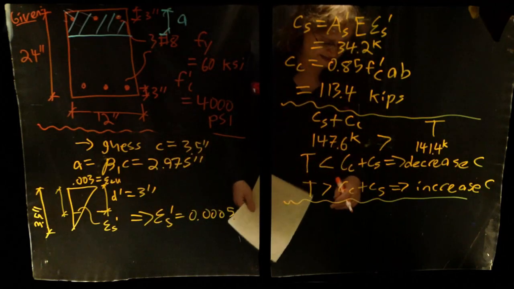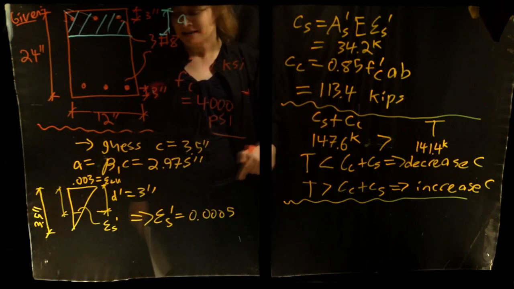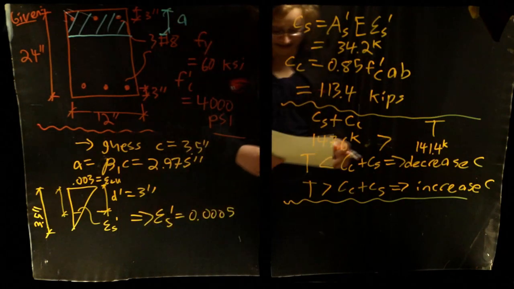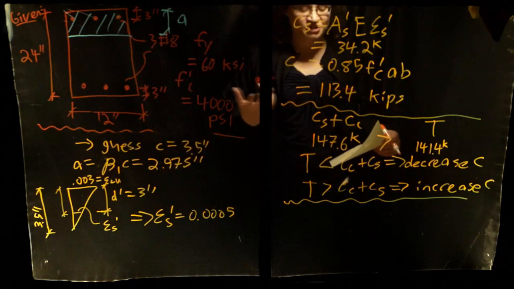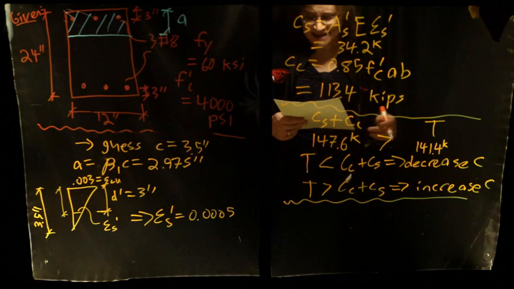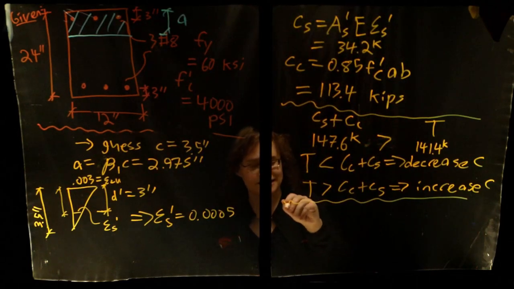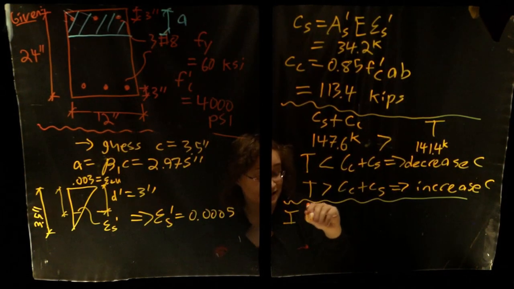I do want to work through this one more time, but just at the final iteration value I got, so we can check that we are at equilibrium. And once we're sure that we're at force equilibrium, then we'll go and actually calculate a moment capacity. When I used a computer tool, I personally used Excel, but I could just as well have used SMath.